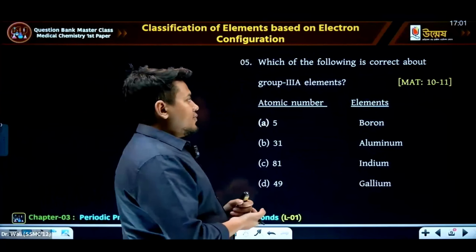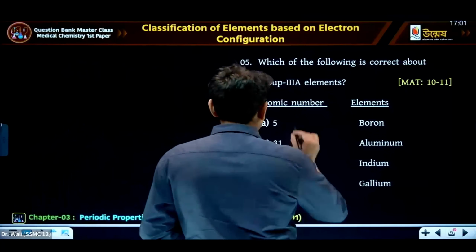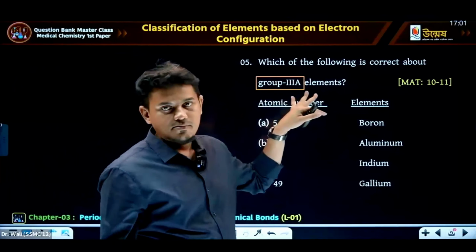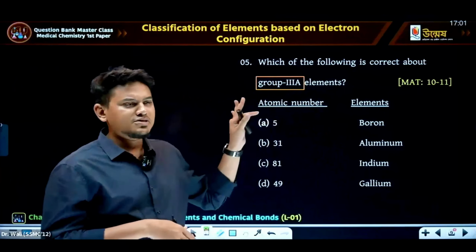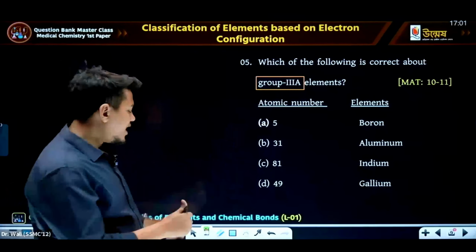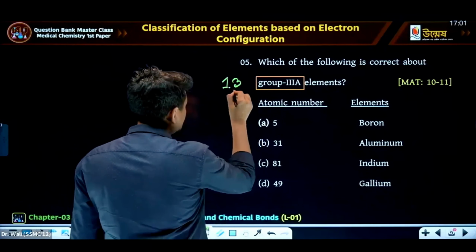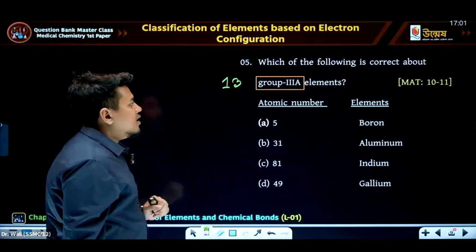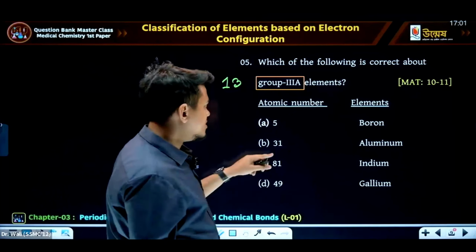Which of the following is correct about group 3A elements? As I have already mentioned, the subgrouping system used to prevail not many years ago, around 10 to 15 years ago. But still, we find some questions in our book regarding the subgrouping system. Group 3A actually represents group 13, not group 3. It represents group 13. And now, which one is correct about group 13?